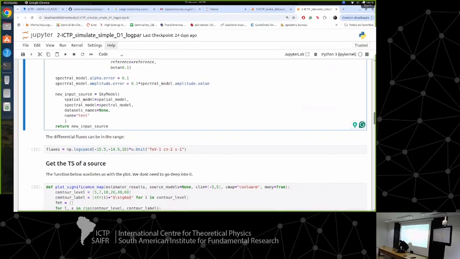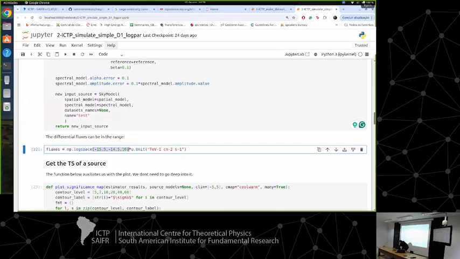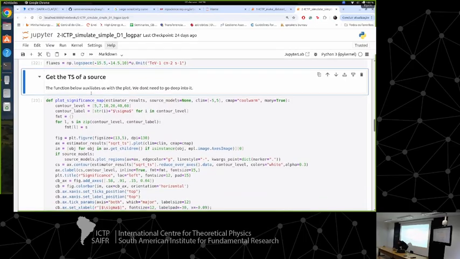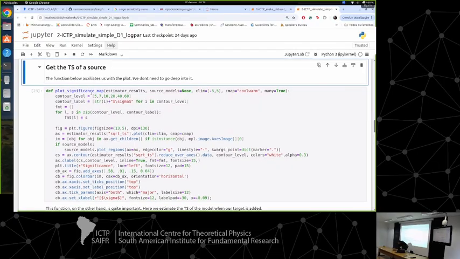Here I'm defining an array of fluxes. Actually, fluxes is not a good name. It's flux normalization, just because I'm going to do a loop, so I take this spectrum and I simulate it from the weakest version of this spectrum to a powerful version of this spectrum. And okay, you can shift enter in these cells.